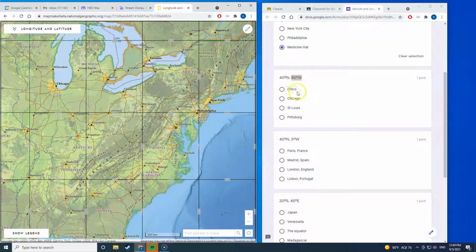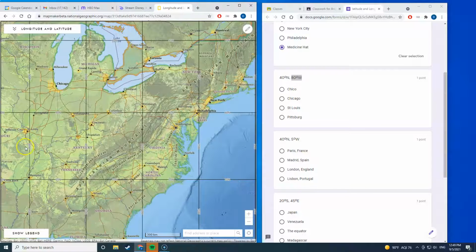So let's look at our choices. We've got, first of all, 40 degrees north by 80. Here's the 80, right where those two lines meet. That is our point. Now, for today's work, we are just looking more or less. So is it Chicago, St. Louis, or Pittsburgh? We're looking right here. I can already see Pittsburgh, and it's got to be that. St. Louis is way over here.